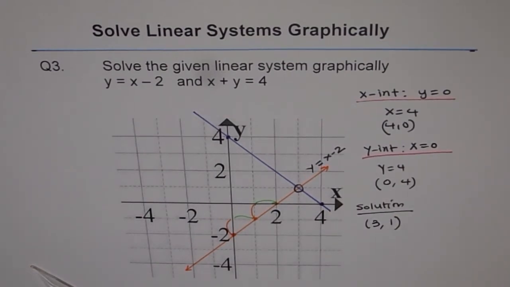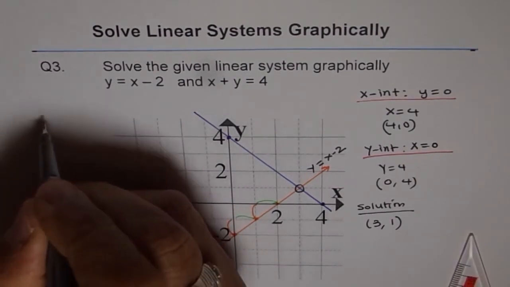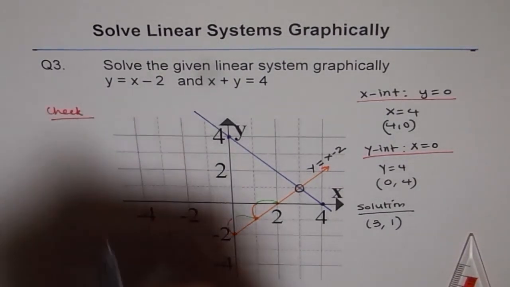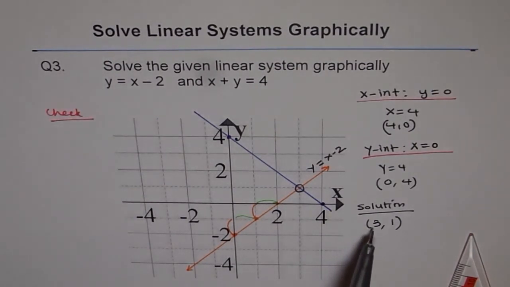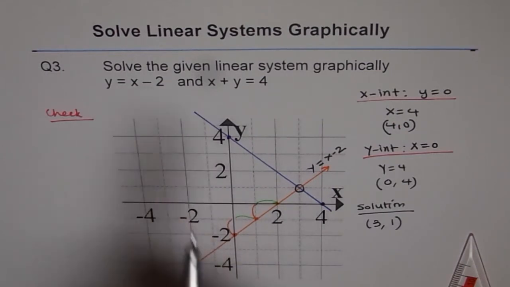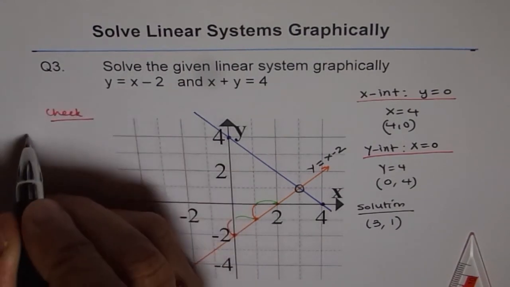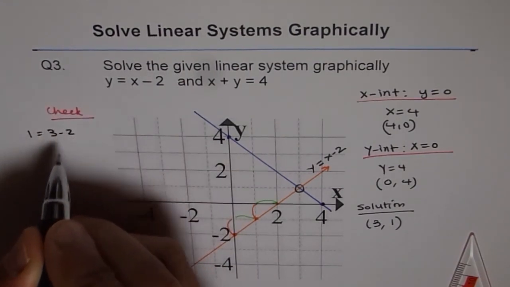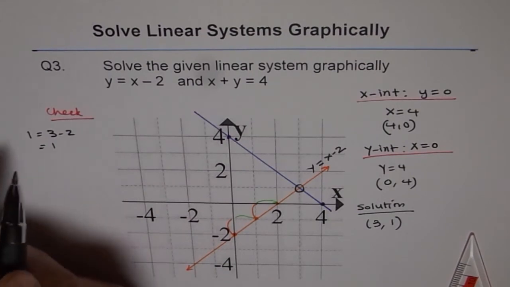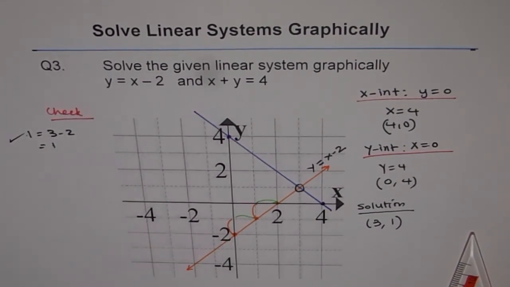You can check your solution. How to check the solution? To check means if I plug in 3 for x, then I should get 1 for y in both cases. Or you can say, if I plug 3 for x and 1 for y, my equation should be balanced, the same on both sides. Let's try it out. If I write 3 for x and 1 for y in the first equation, what do I get? I get 1 equals 3 minus 2, and yes, 3 minus 2 is 1. Left and right side are equal, so the equation is perfect.